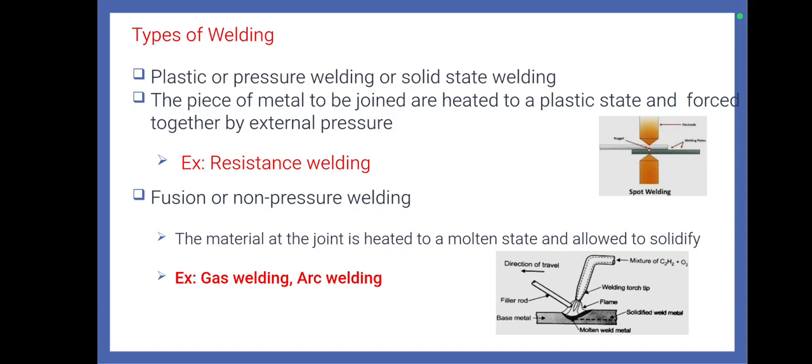Next, fusion or non-pressure welding. In fusion welding, the metal at the joint is heated to a molten state. Then it is allowed to solidify. Pressure is not applied in this welding process, so it is known as non-pressure welding. Examples: gas welding and electric arc welding.